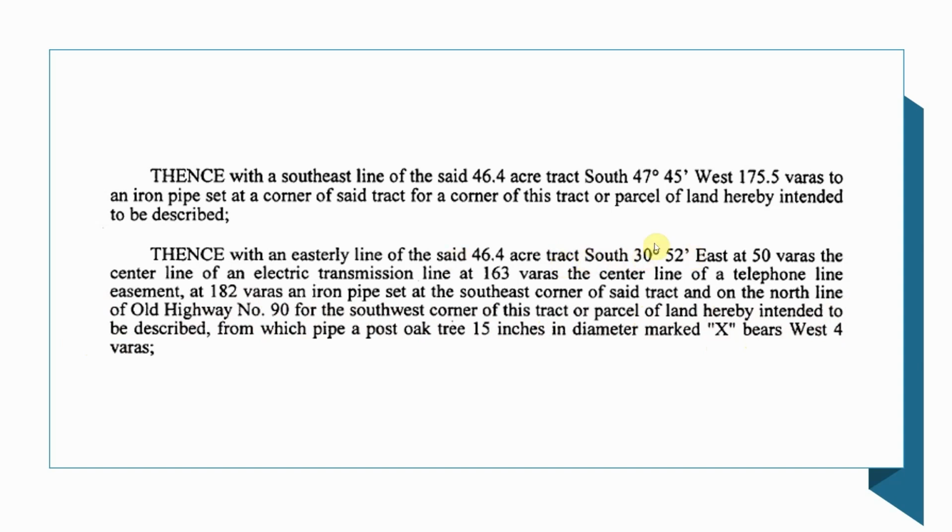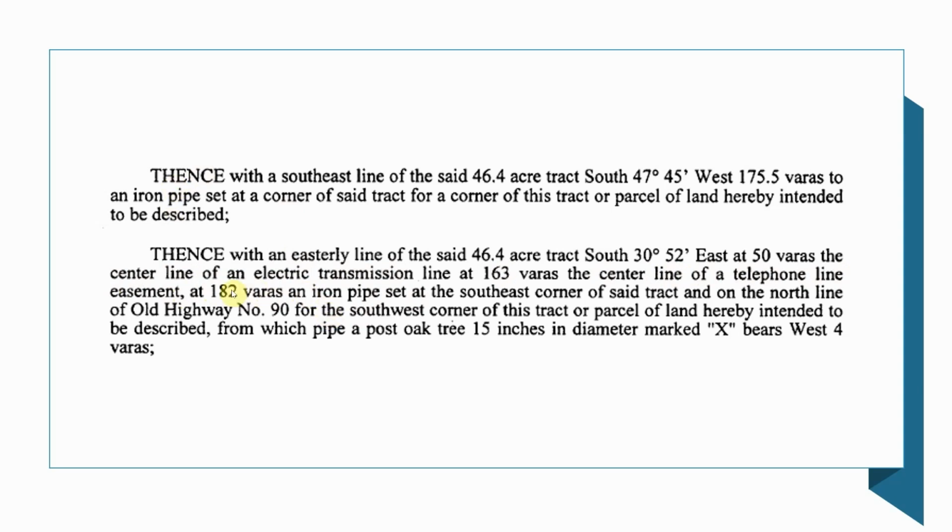So we're moving thence from our previous iron pipe, this direction, this distance. We found not one thing. We found a center line of electric transmission. We found a second thing, a center line of a telephone line easement. And then we got to the iron pipe that we set, 182 total varas away from this iron pipe.